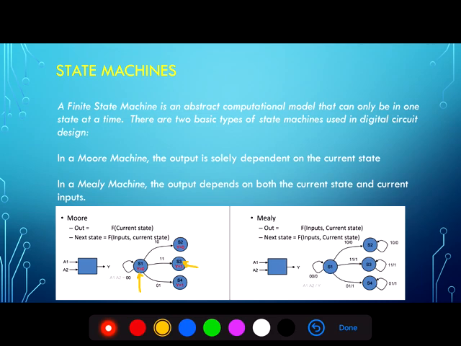In contrast, in a Mealy machine, the output depends not only on the current state, but also the current inputs. So here, in S1, we can have a different output depending on the inputs. For example, if we're in S1 and we get input of 0, 0, our output is 0. But if we're sitting in S1 and we get an input of 1, 1, we get an output of 1. So the output can change depending on both what the present state is, S1, S2, S3, S4, and also what the current inputs are.